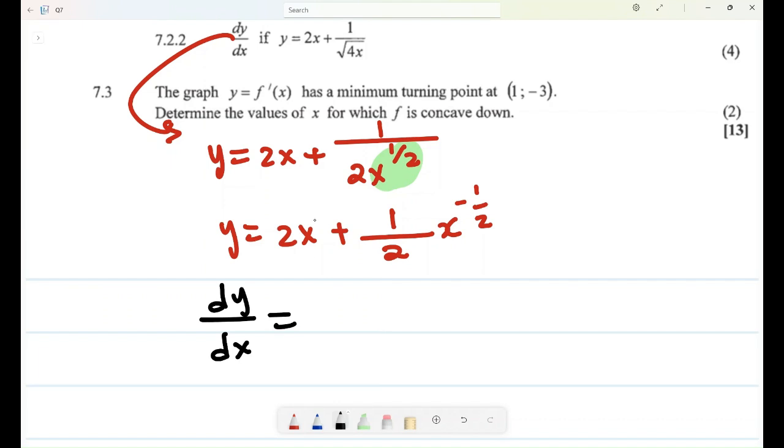dy/dx, you differentiate this, you get 2 plus. Why? Because 1 multiplied by 2 is 2. Then 1 minus 1 is 0. Then x to the power of 0 is 1. Then 2 multiplied by 1 is 2. I am repeating. All right. Then this negative half multiplied by half.